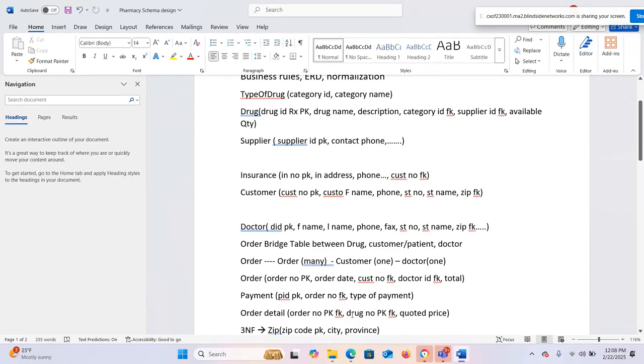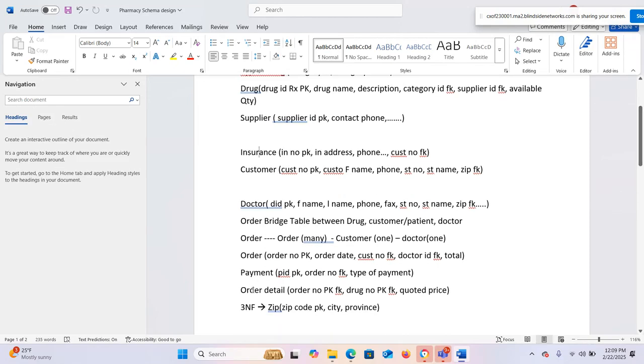Okay, so that's also coming from the drug table. And the quoted price: different drugs could be quoted during that particular selling time of that order. It could be sold at a different price. So we need a quoted price of the drug, and in the drug table you can also store the current price. I leave it up to you and your business rule.